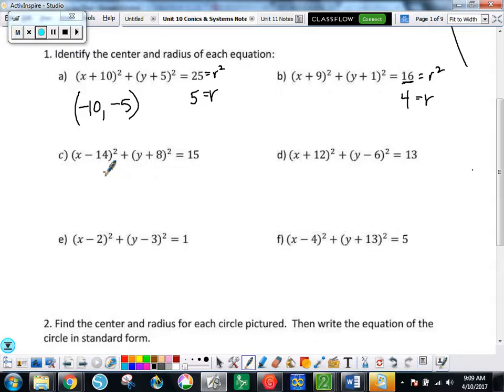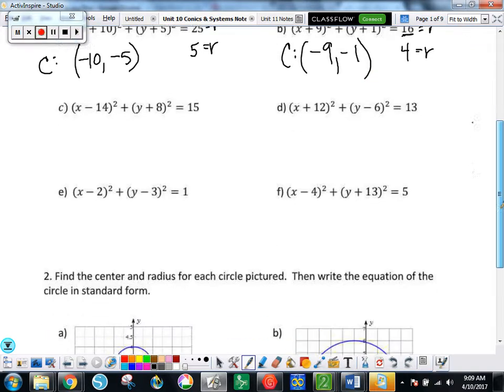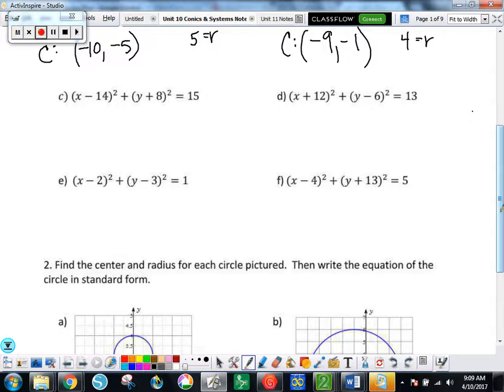Okay, so the center and radius. Let's find the center of this one. Center is at what? Negative 9 and negative 1. The radius is 4. Jump down to part E really quick. Try that one on your own. Center is 3, and the radius is 1.